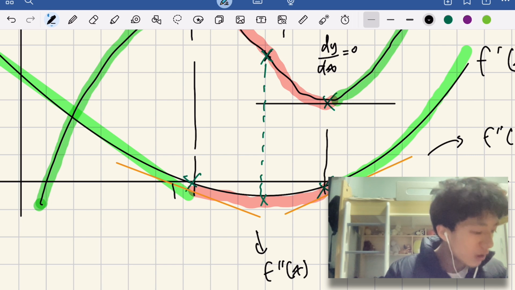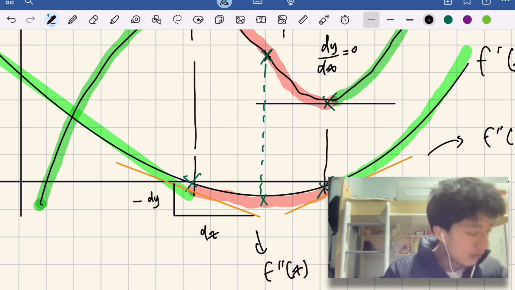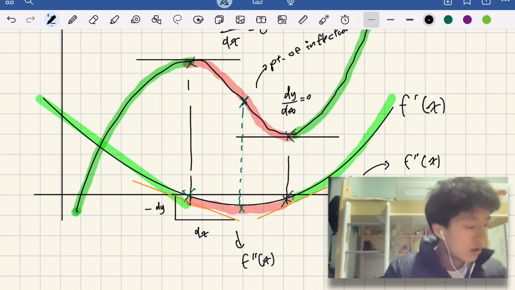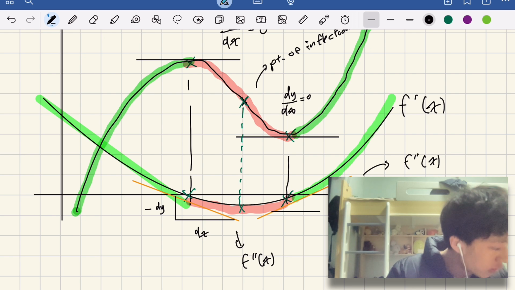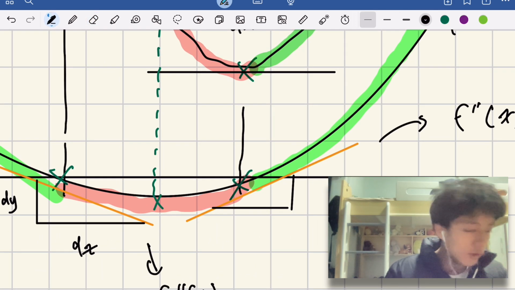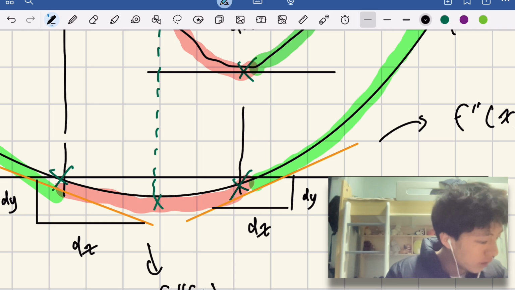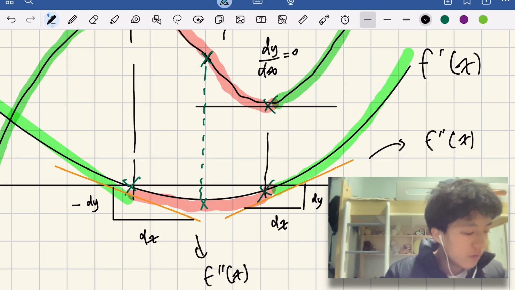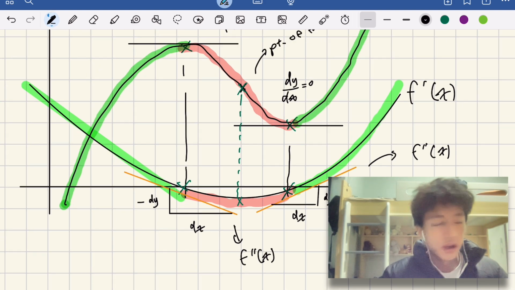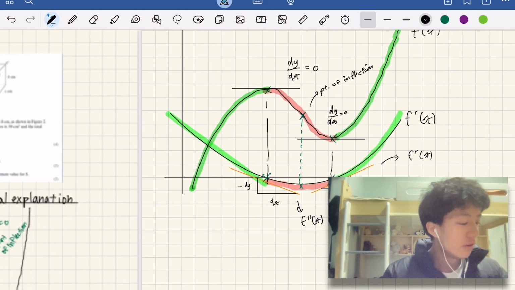When the slope of the second derivative is negative, okay, so dy dx, when this is negative, then that means you're at the local maximum, okay? Now over here, the slope of that tangent line, the orange line, the second derivative, is positive, right? Right here you have a negative dy over dx, and you have a positive dy over dx when you're differentiating f prime x. And this is the second derivative.